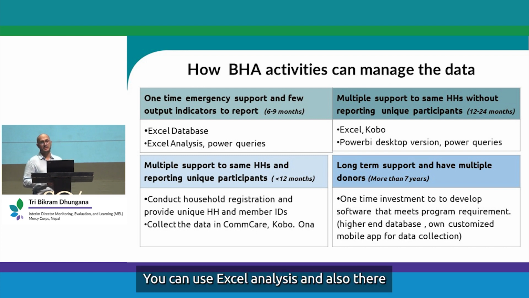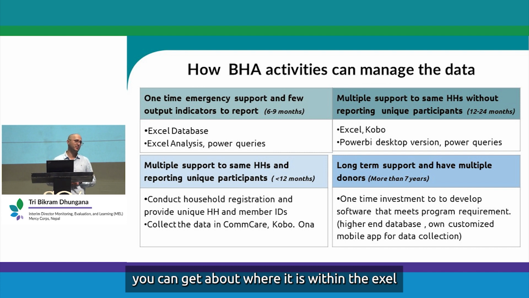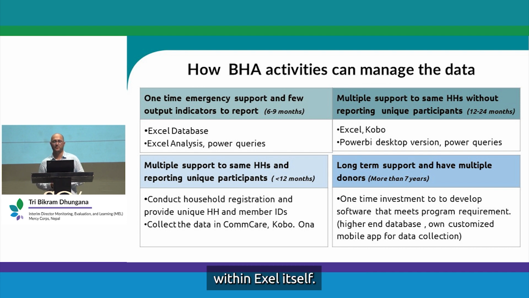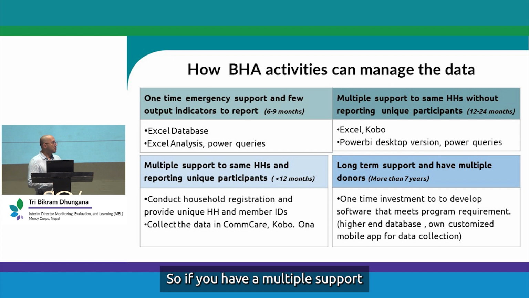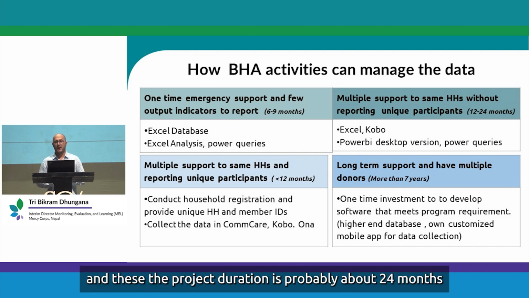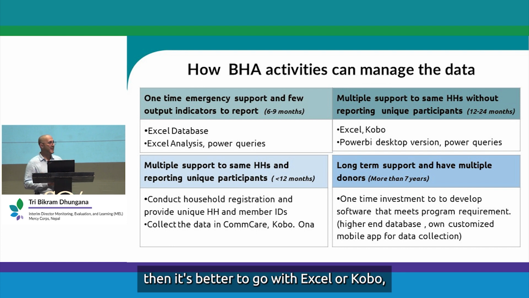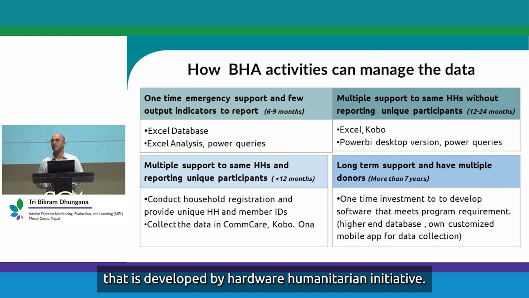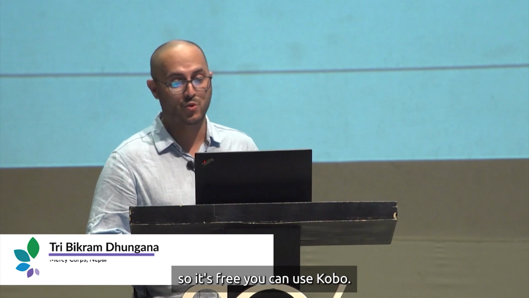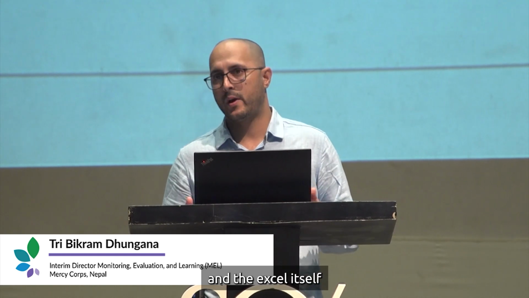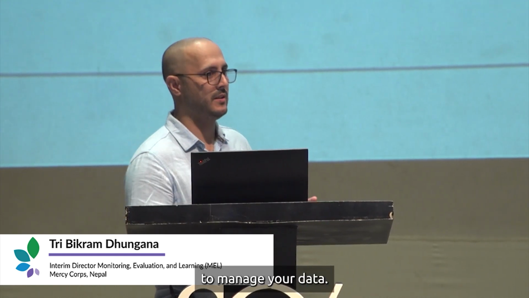You can use Excel analysis, and these days you can also get Power Query within Excel. With Power Query, you can develop a dashboard within Excel itself. So these are all free. If you have multiple supports, and still you don't have to report unique participants, and the project duration is about 12 to 24 months, then it's better to go with Excel, maybe Kobo. Kobo is also free for humanitarian organizations. It is developed by the Harvard Humanitarian Initiative, so it's free. You can use Kobo, and the Power BI desktop version is free, and some Power Query in Excel itself to manage your data.